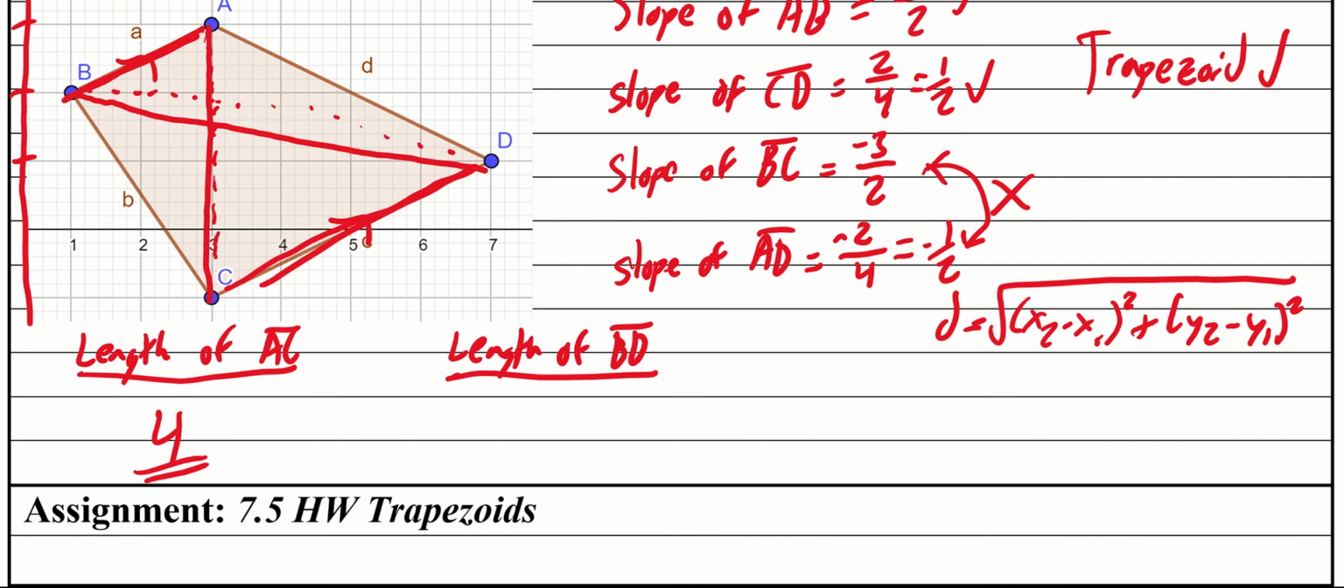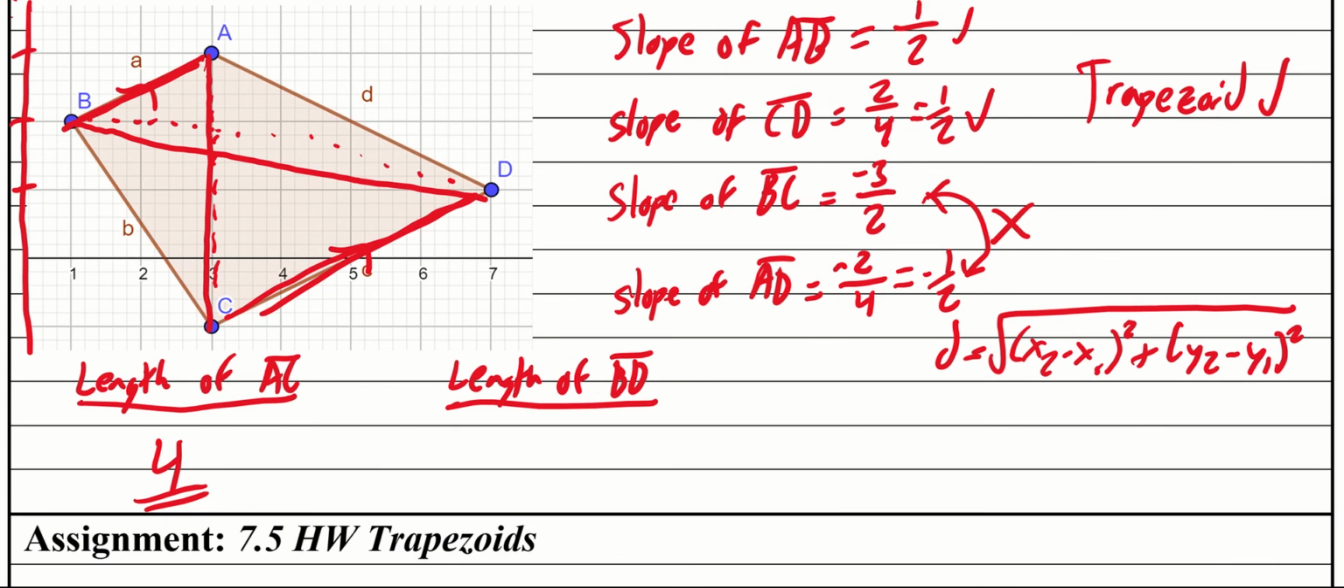So if I want to find the length of BD here, and I'm going to plug in these different values for x2, x1, and so on, it's probably a good idea to mark where my points are. So I have point B, that's at the point 1, 2, x coordinate of 1, y coordinate of 2, and then D is at the point 7, 1, x coordinate of 7, y coordinate of 1.